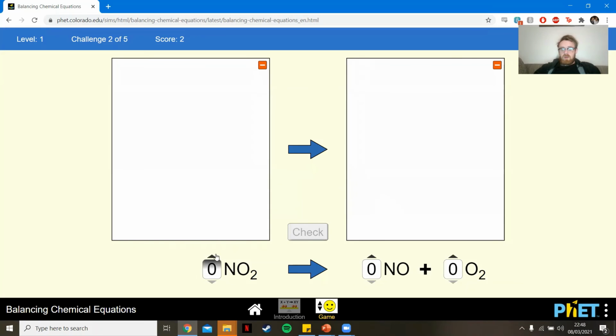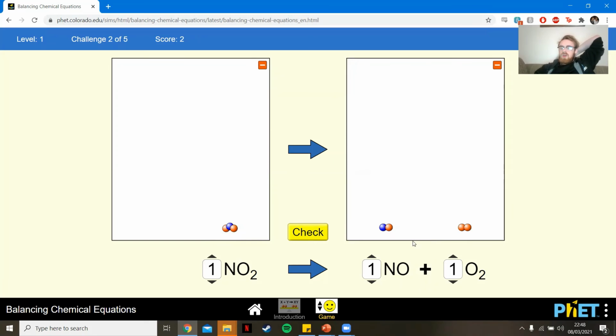Okay. Let's go for nitrogens. Let's just put 1 of each on either side. Okay. I have 1 nitrogen here and 1 nitrogen here. That works. This is a trickier one. I've got 2 oxygens here, but I've got 3 oxygens here.